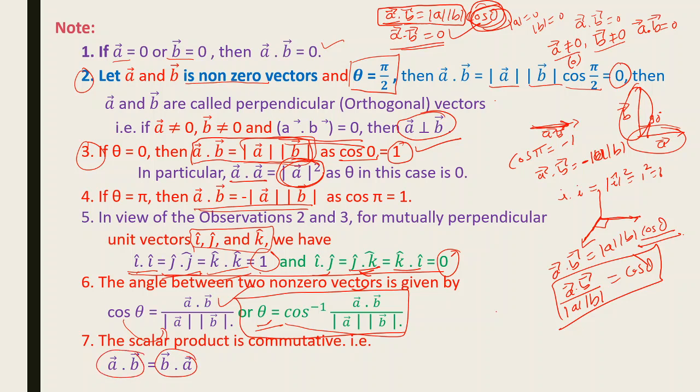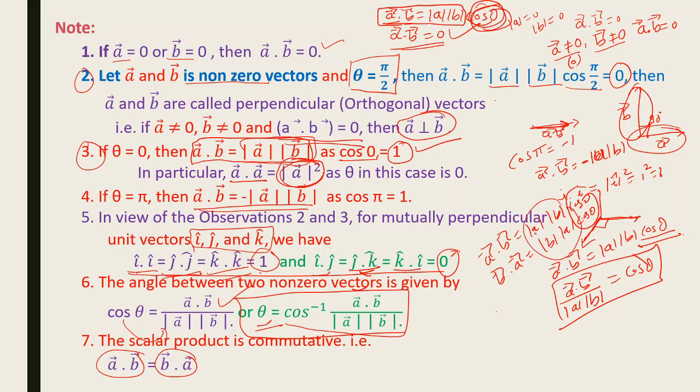Vector a dot vector b will always be equal to vector b dot vector a. Anyway, both are scalars only. How do we get this? Simple. Vector a dot b is equal to magnitude of a into magnitude of b into cos theta. Vector b dot vector a is equal to magnitude of b into magnitude of a into cos theta. Since these both are the same, it will not change. So we have to check these two only.